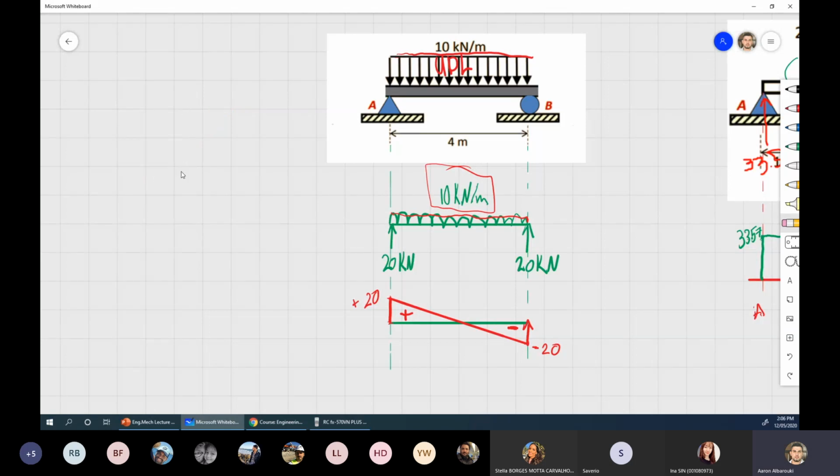Aaron? Yes, Mike. Okay, I understand the way I have to do it, but why after the second half is it negative if the force is negative? Yes, like why do we have this? I'll tell you why, if you don't mind. Because the force is distributed, it is 10 kilonewtons per meter everywhere. So why do we have this changing point?